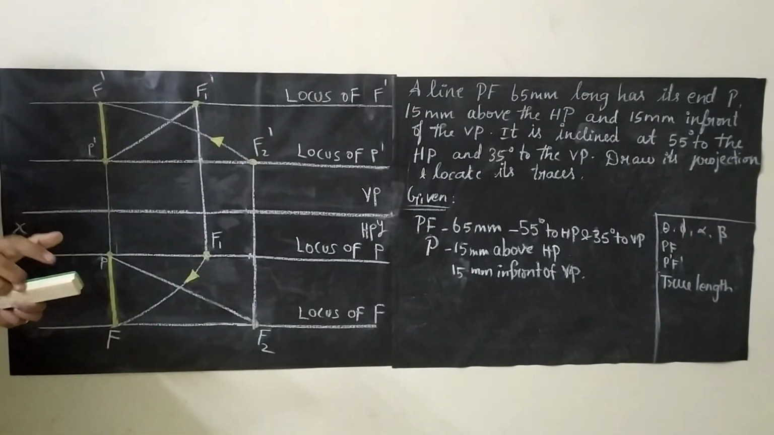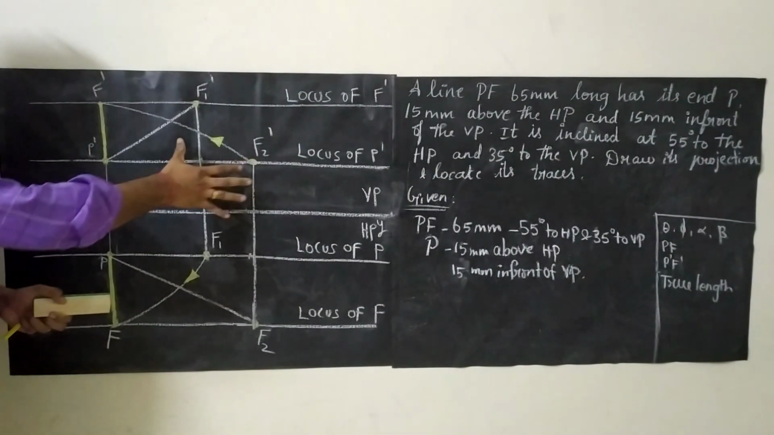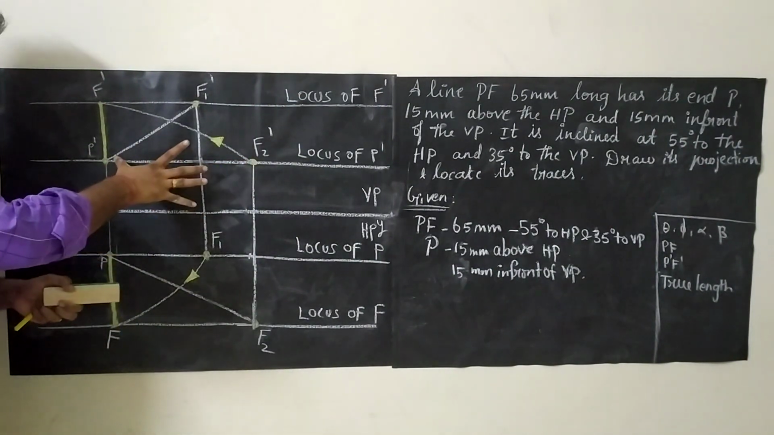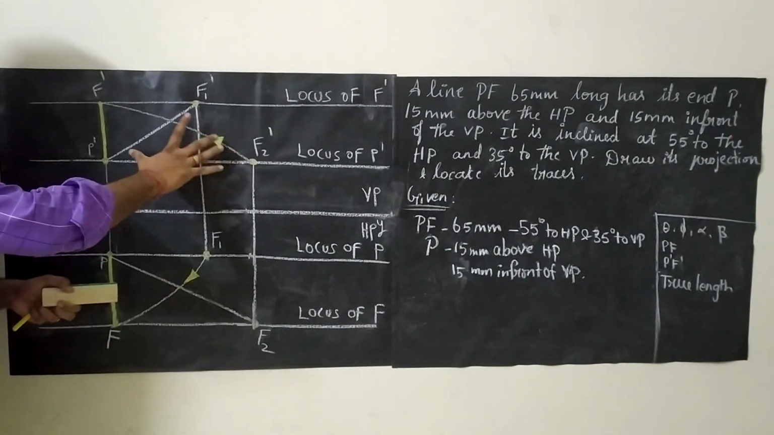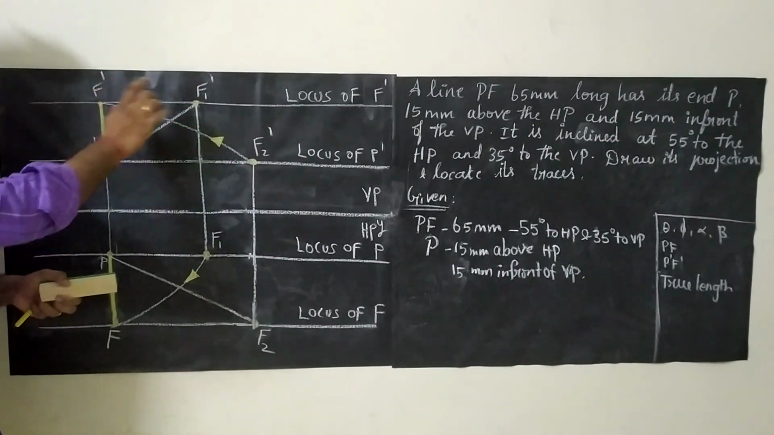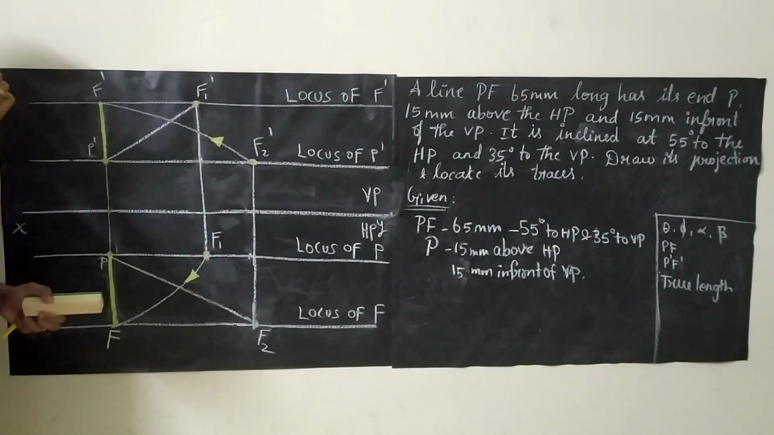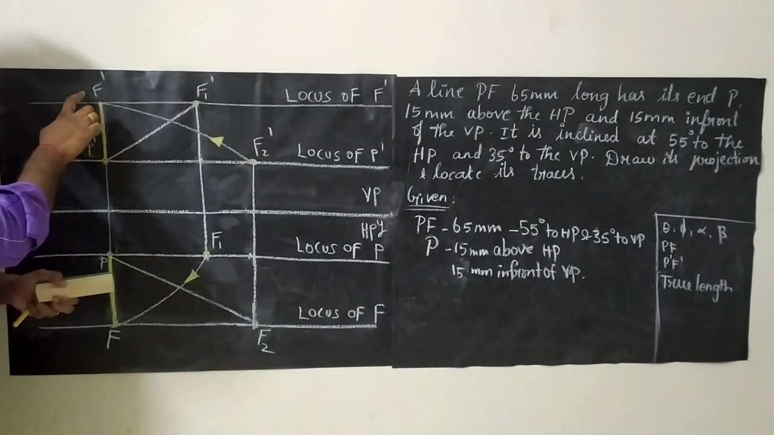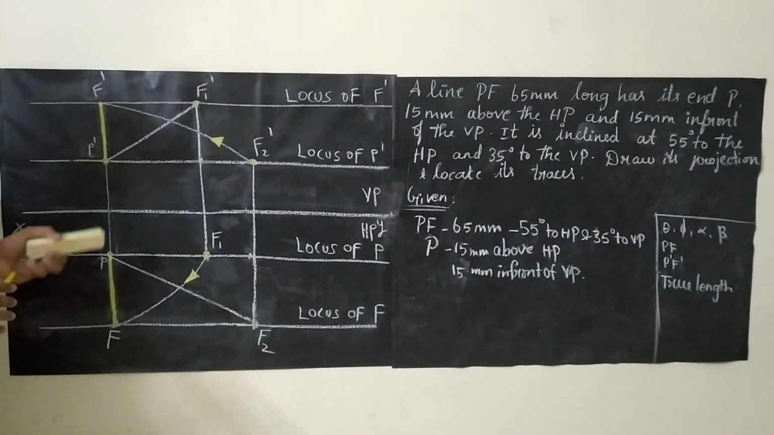For that, take your compass, measure P dash F2 dash, and try to rotate your arc in the reverse direction. When you are rotating, the line will be cutting the locus of F dash line. So where it cuts, that point is called as F dash. Same procedure for top view also.